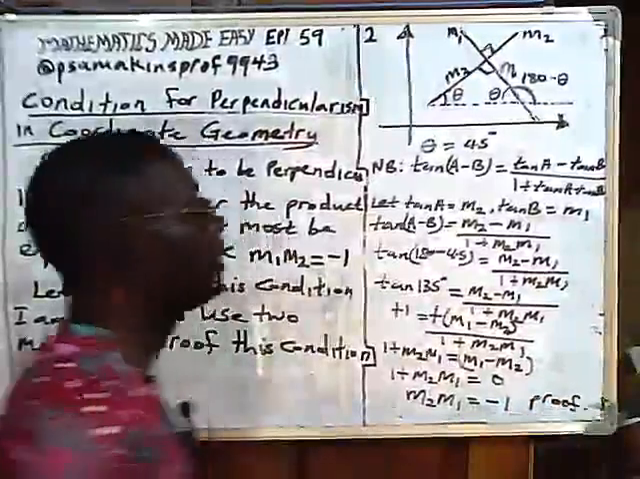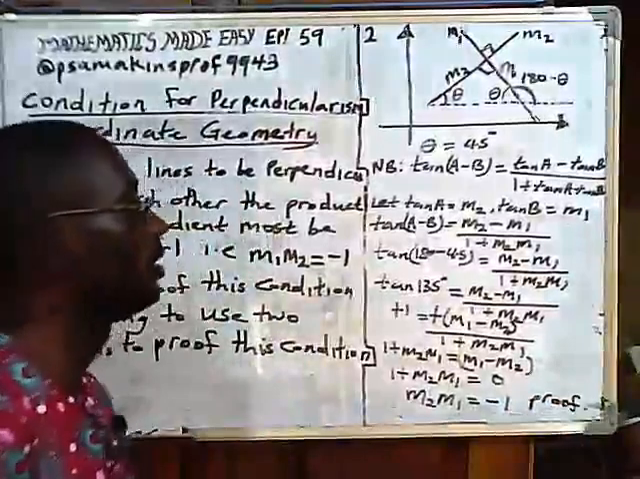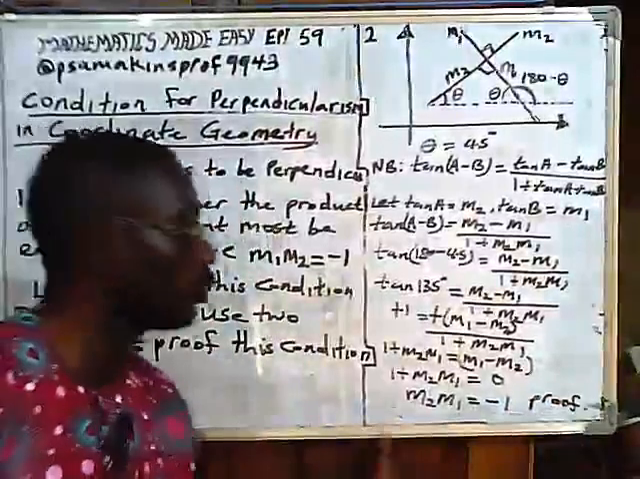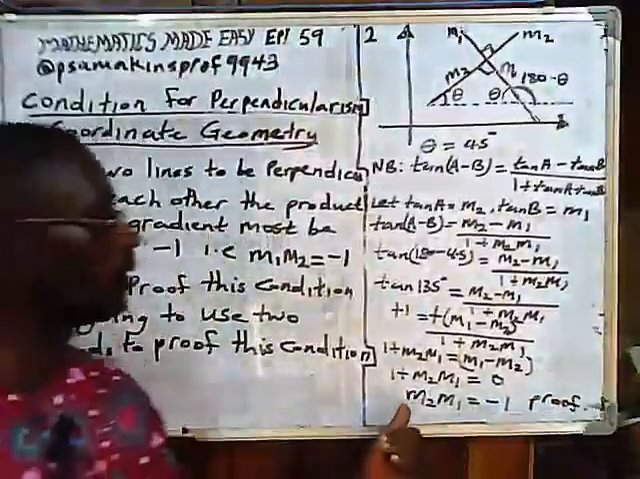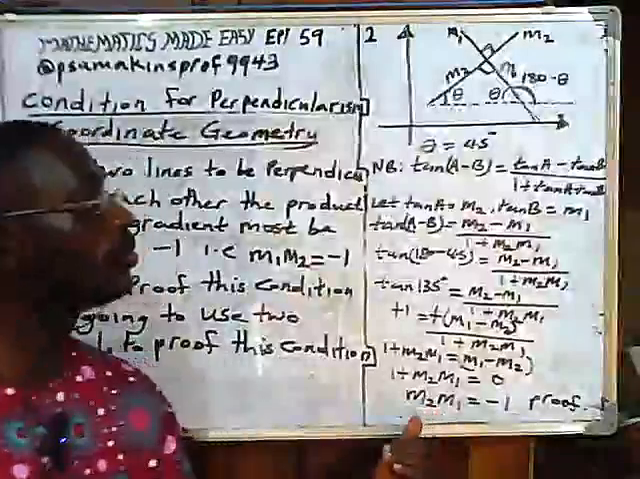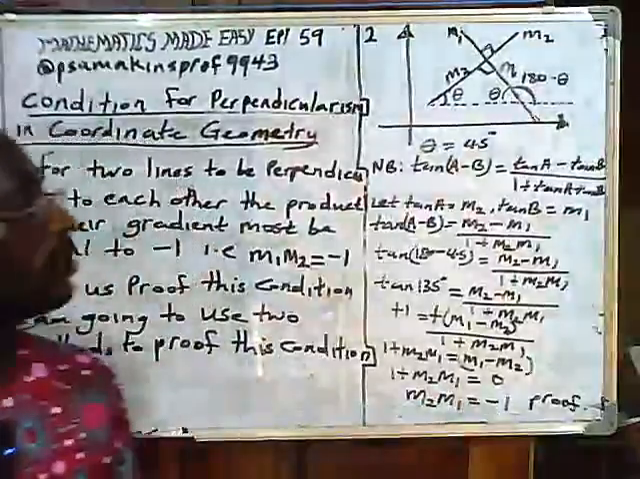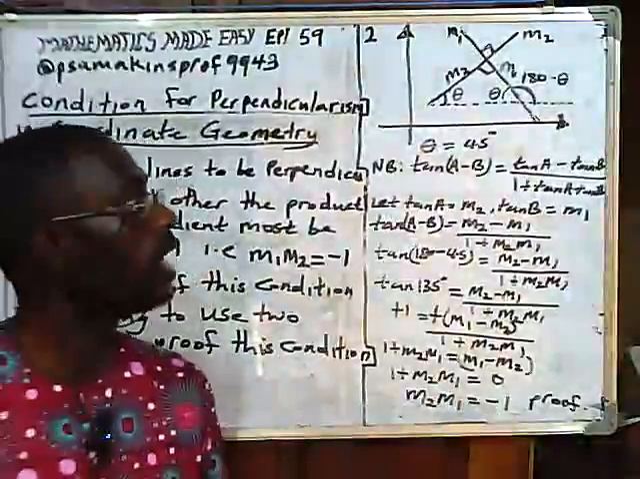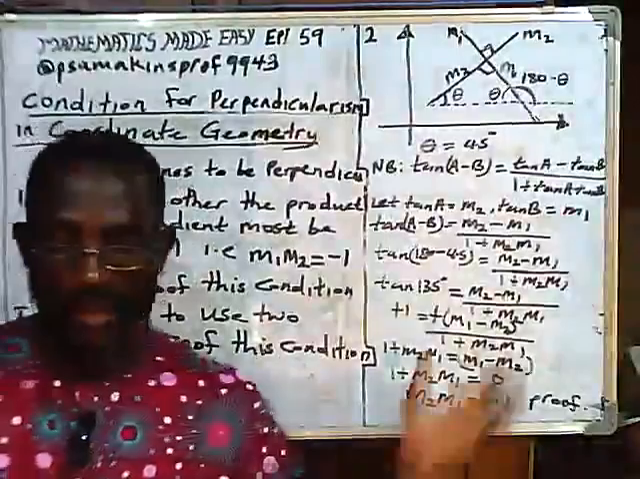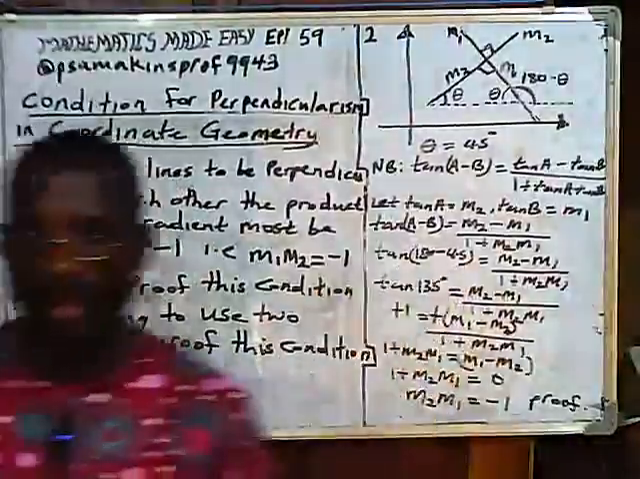So we can use this method also to ascertain that the product of gradients m1 and m2, for the two lines to be perpendicular to each other, must be -1, as you have seen it on the board.